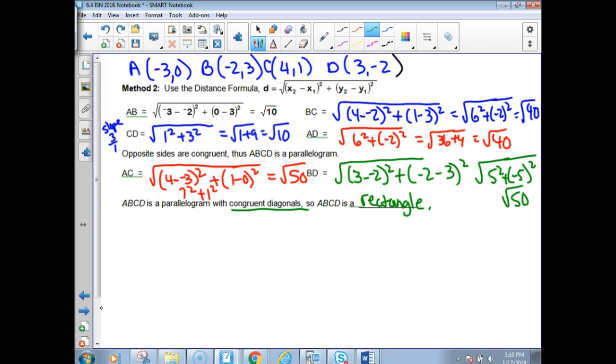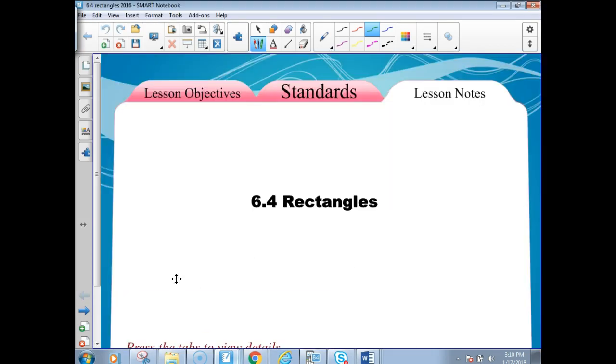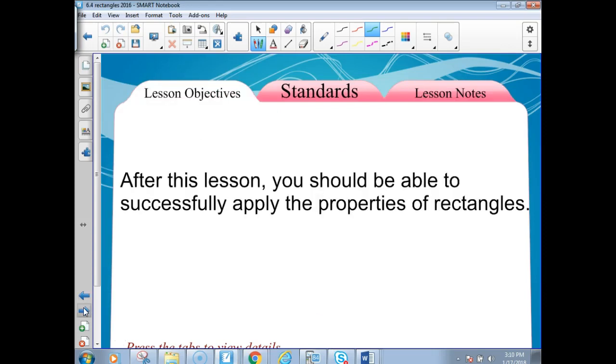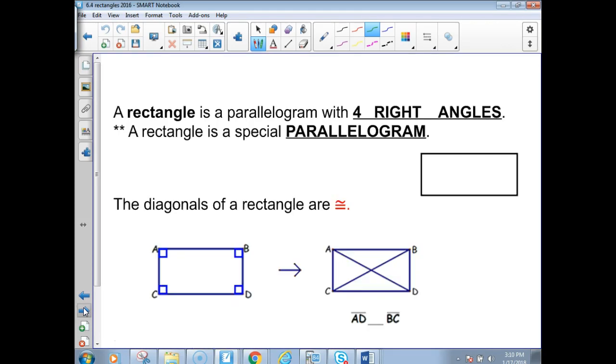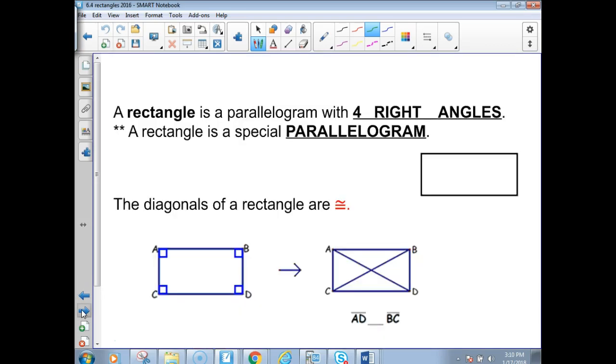Okay, that was it on the ISN, correct? All right, so go to the packet, please. I'm going to jump right to the examples. We've already talked about the parallelogram properties and now the rectangle properties. A rectangle is a parallelogram with 4 right angles, and it's a special parallelogram.